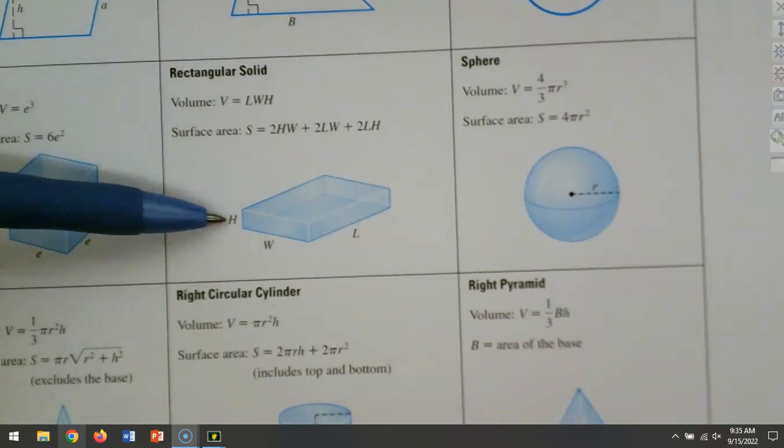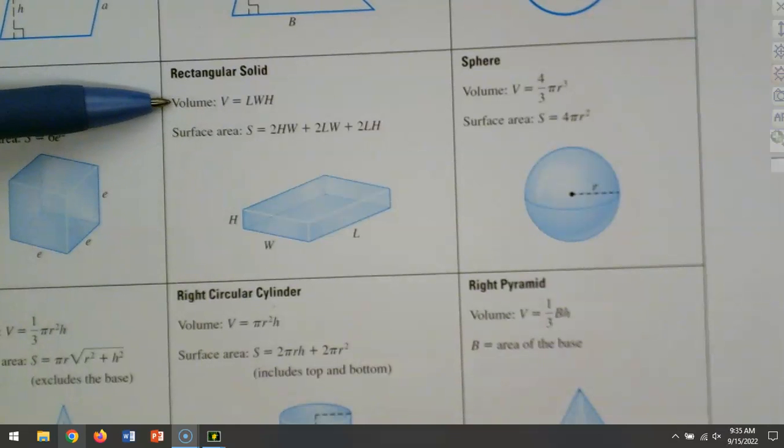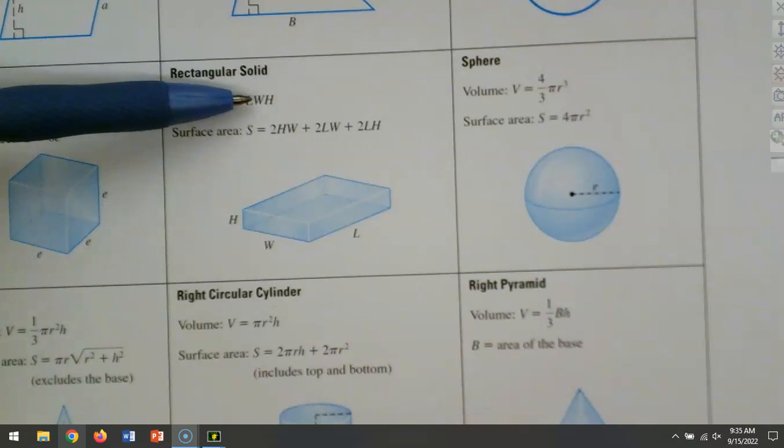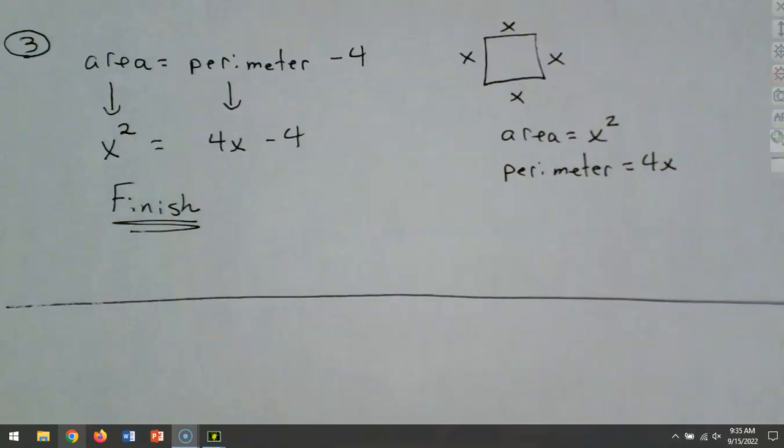We're looking at a box, so a box looks like a rectangular solid. It's 3-dimensional, and we have a volume. And volume is the length times the width times the height. So let's go back and look at our question.